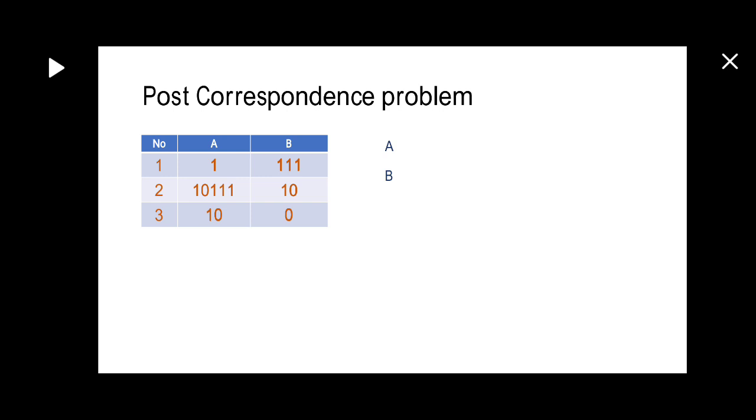So the first domino is having 1 on the numerator and triple 1 on the denominator. The second domino is having 1 0 triple 1 on the numerator and 1 0 on the denominator. And the third domino is having 1 0 on the numerator and 0 on the denominator. Now we will find a match here. Which domino do we have to select first? Domino 1 has numerator 1 and denominator 1 matching here. Obviously you can select domino 1 or domino 2. In domino 2 actually two characters match with each other. Numerator 1 0 matches and denominator also 1 0 matches. So I am selecting domino number 2.